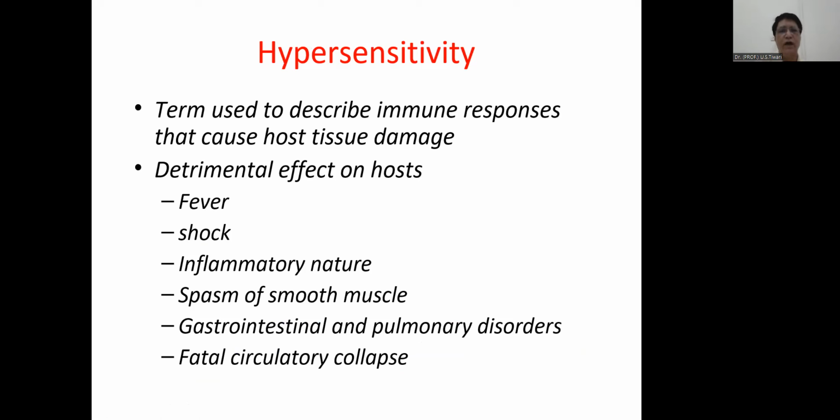Now, what is hypersensitivity? This is a term used to describe immune responses that cause host tissue damage. There is a detrimental effect on the host, and there occurs fever, shock, inflammation, spasm of the smooth muscles, gastrointestinal and pulmonary disorders, and fatal circulatory collapse. So any of these effects can occur as a result of the hypersensitivity response to cell immunity.